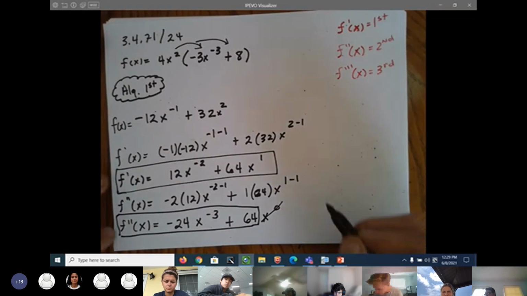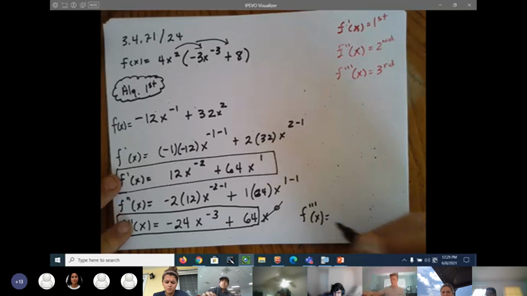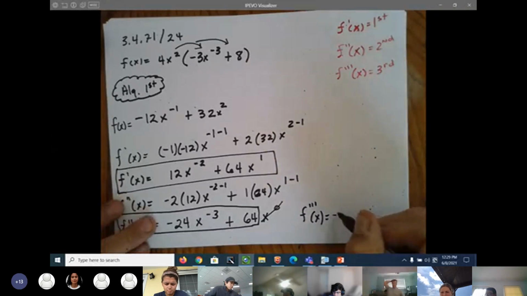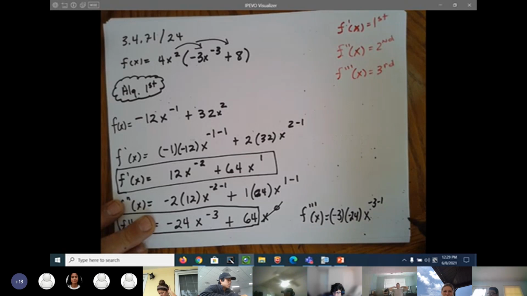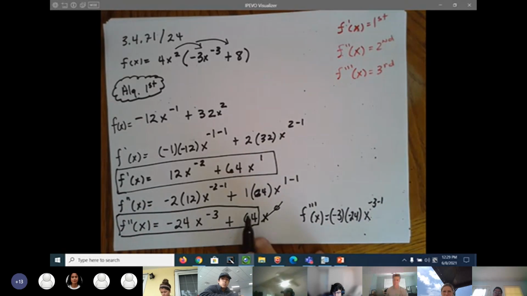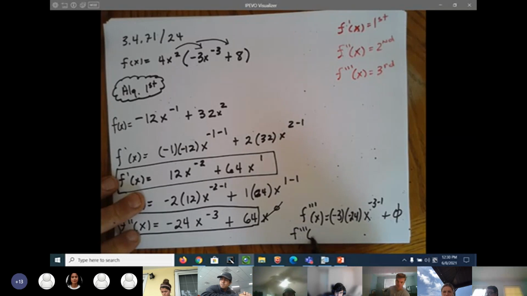So f triple prime is going to be negative 3 times negative 24 x to the negative 3 minus 1. And what's the derivative of any number? 0. Plus 0. And f triple prime of x is equal to 72x to the negative 4. Somebody check my math.